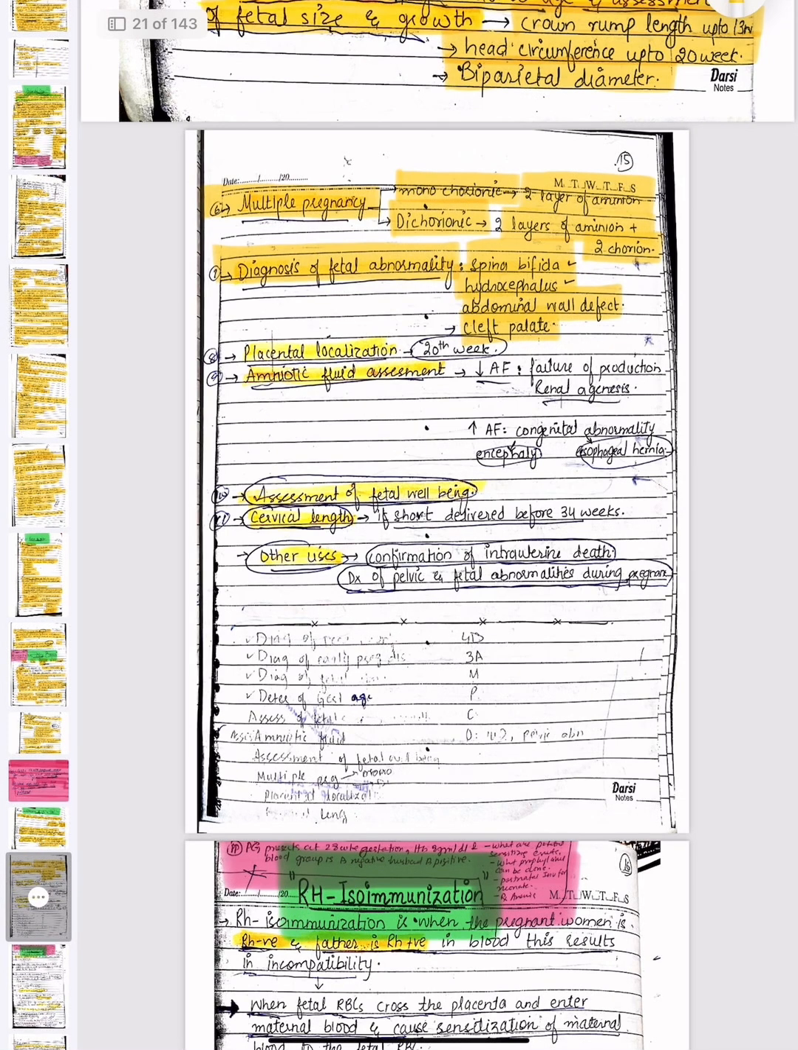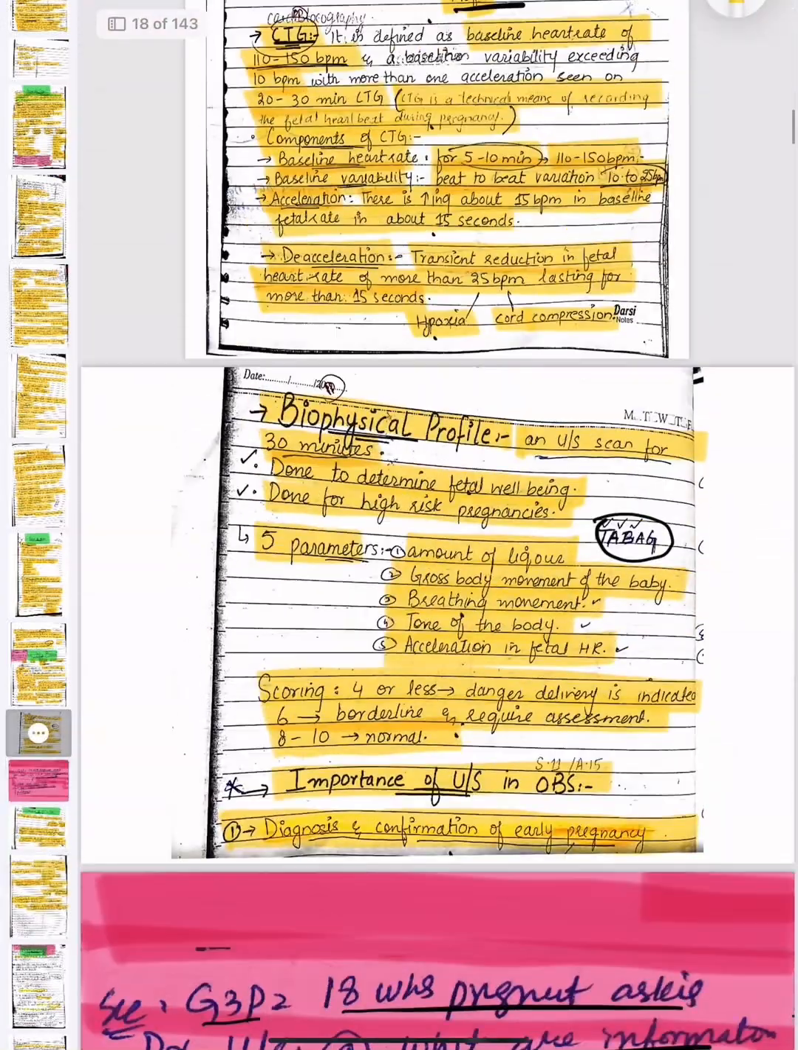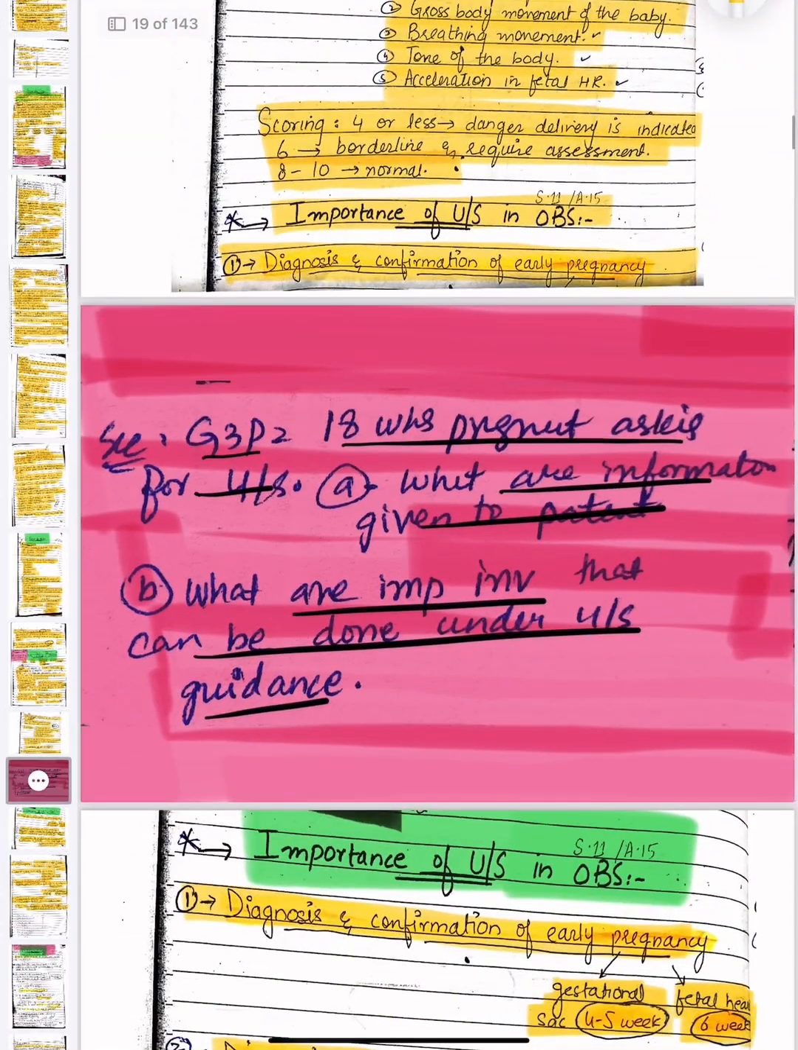Then it shows us the placental localization, that is at the 20th week, and amniotic fluid assessment, that is decreased amniotic fluid, from failure of production, renal agenesis, and increased amniotic fluid, that is congenital abnormality, encephalocele and esophageal hernia. And it shows us the assessment of the fetal well-being, and the cervical length; if short, delivered after 34 weeks. Other uses are the confirmation of intrauterine death and the diagnosis of pelvic and fetal abnormalities during the pregnancy. So we have discussed the importance of ultrasound, that for what it is important.